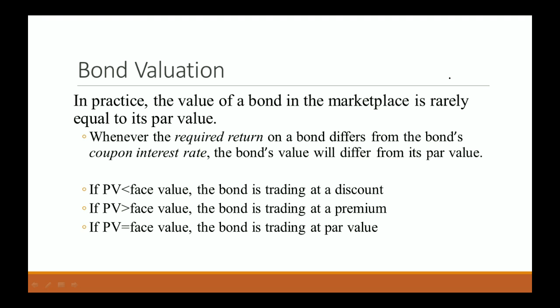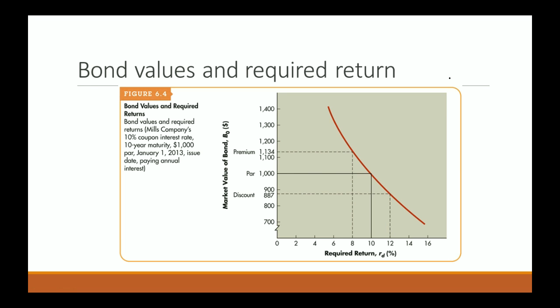If the present value of the bond is less than the face value, it's trading at a discount. If it is greater than the face value, it's trading at a premium. And if they are the same, that means the required return is equal to the coupon rate. The bond is trading at par.